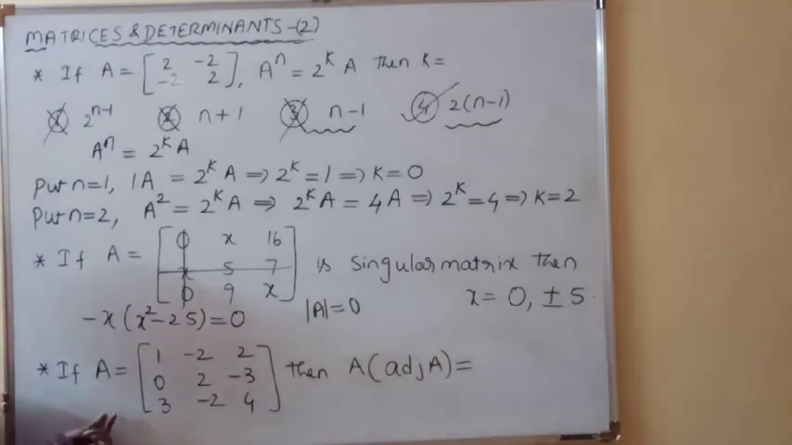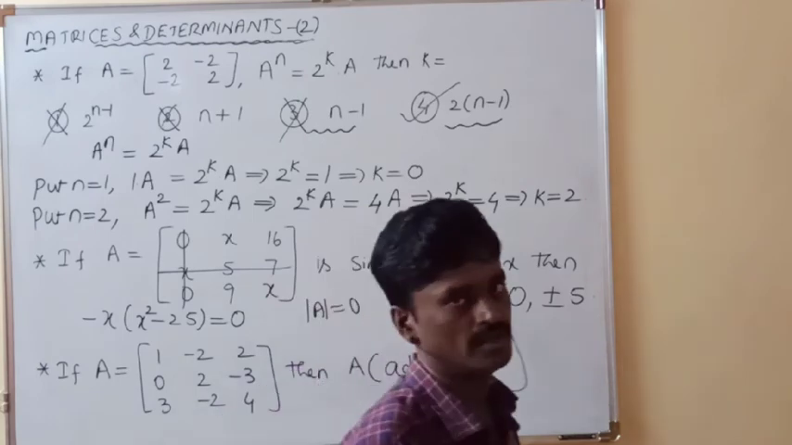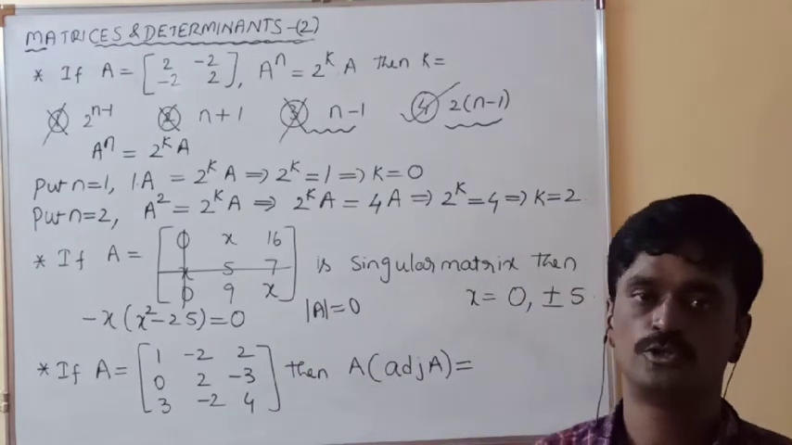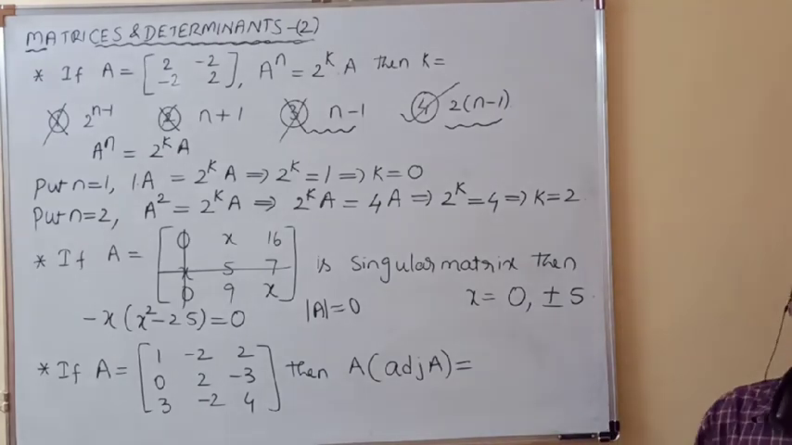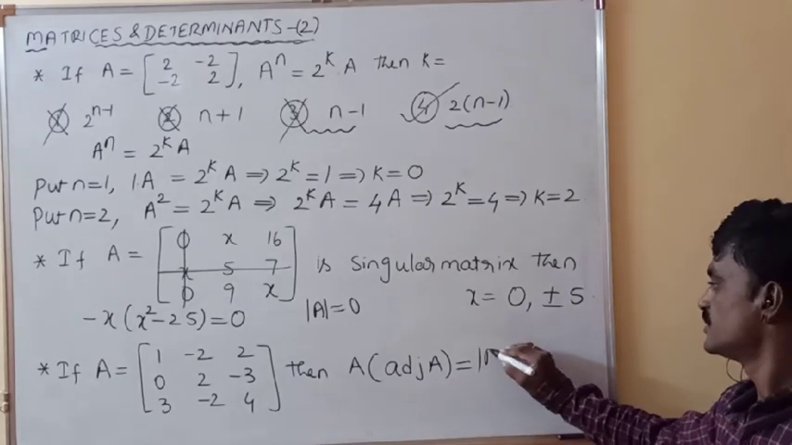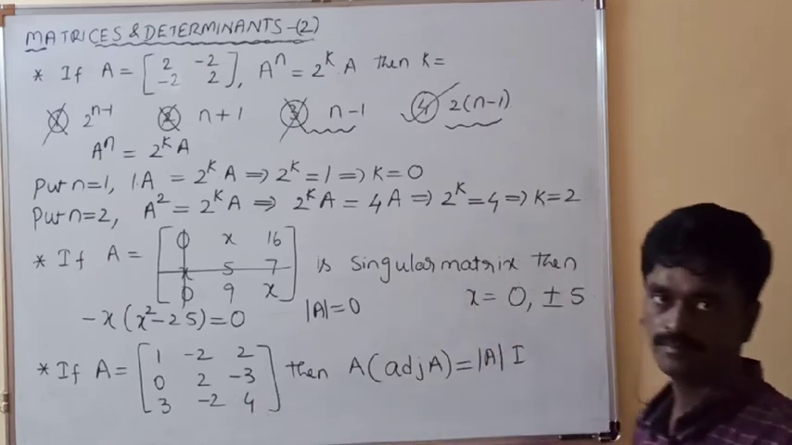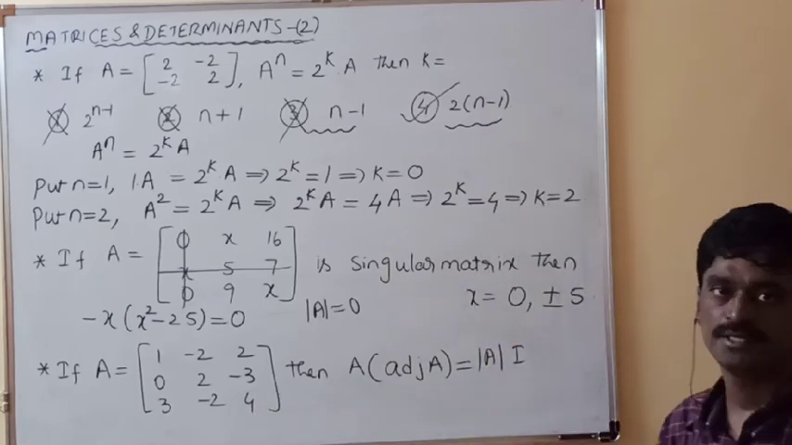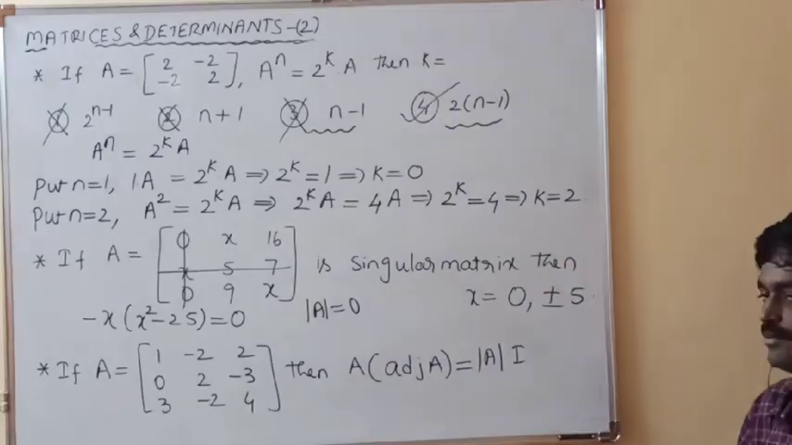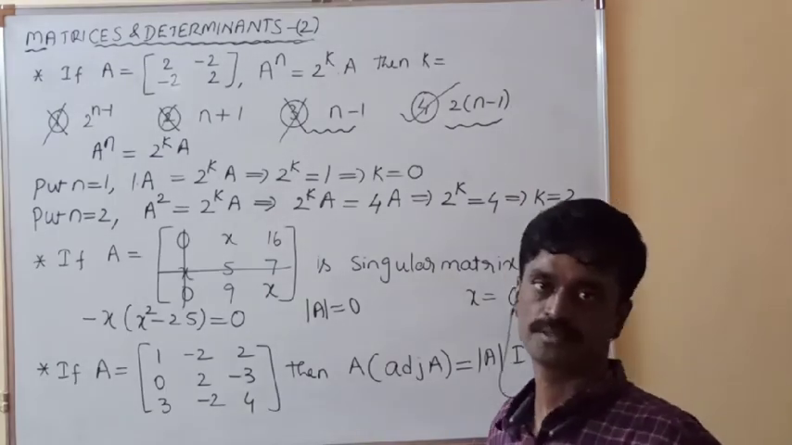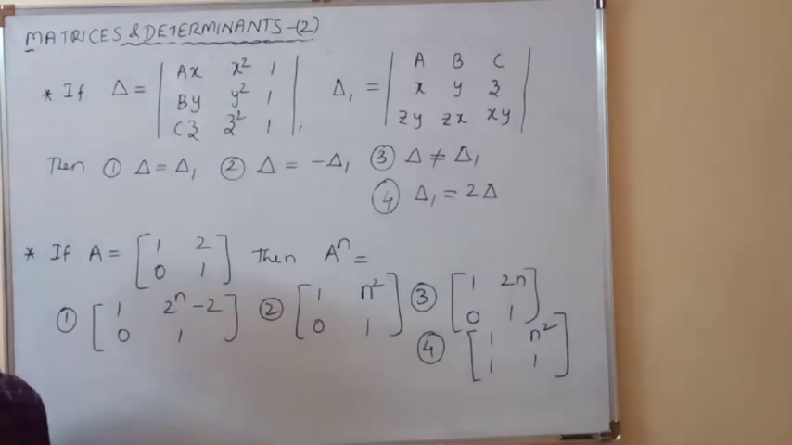Okay. Next, if A is equal to this matrix, then what is A into adjoint A? Don't try to calculate adjoint A. I already told you in the first class the formula for A into adjoint A. A into adjoint A is equal to det A into I. Just calculate det A and multiply with the identity matrix. As A is a 3 by 3 matrix, the identity matrix also you have to take as 3 by 3. Okay, try these two problems.